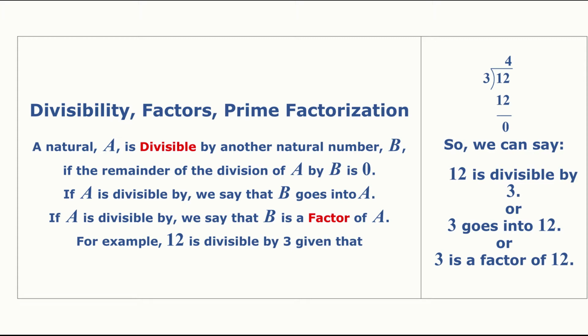A natural number A is divisible by another natural number B if the remainder of the division of A and B is 0. So for example, we know that 3 goes into 12 4 times with a remainder of 0. Therefore, we say that basically 12 is divisible by 3. We can also say that 3 goes into 12, or that 3 is a factor of 12. So all these are equivalent ways of expressing the same fact.